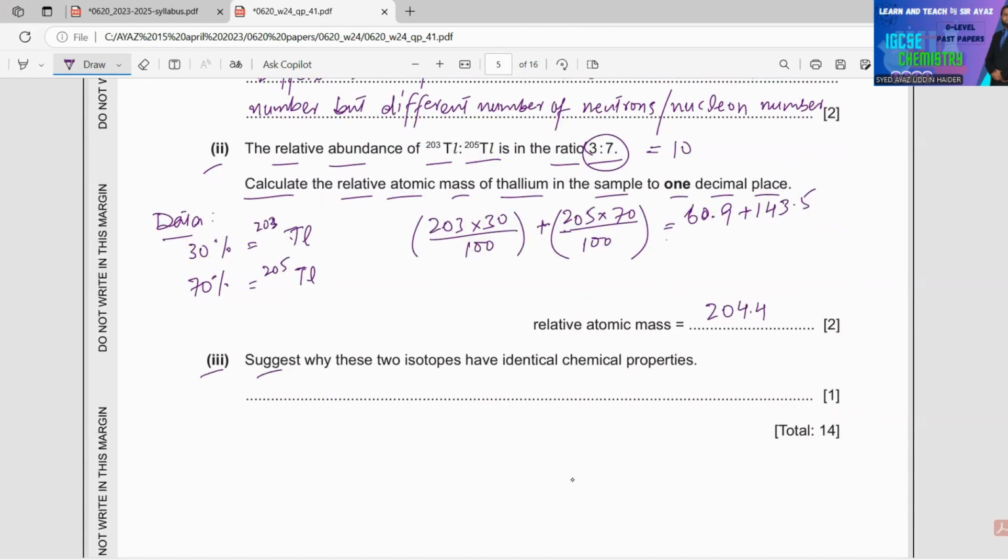Part 3 asks why these two isotopes have identical chemical properties. Chemical properties depend on the number of electrons, or you can even write electronic configuration. So they have the same number of electrons, or the same electronic configuration.